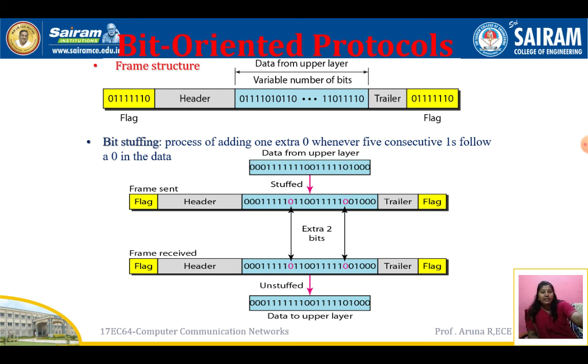If any pattern similar to the flag is there in the data, the receiver unknowingly assumes it is the end of the frame and data will be lost. To avoid this problem, we go for bit stuffing. Whenever the data has a 0 followed by 5 consecutive ones, we do not wait for the 6 ones, and a 0 will be added. This is a dummy 0. When the data is sent to the upper layer and it sees a 0 followed by 5 ones and the next bit is a 0, it assumes that 0 is a dummy bit and removes it from the data. So this bit stuffing is done to avoid the problem of the flag.